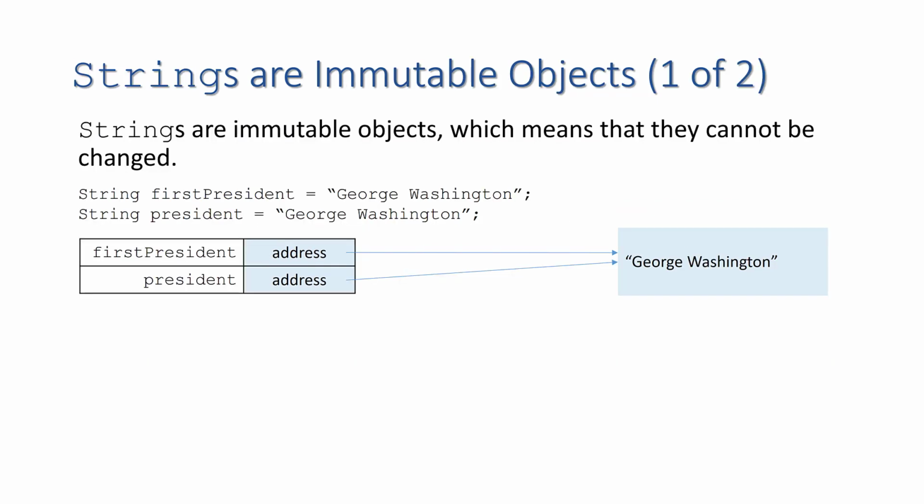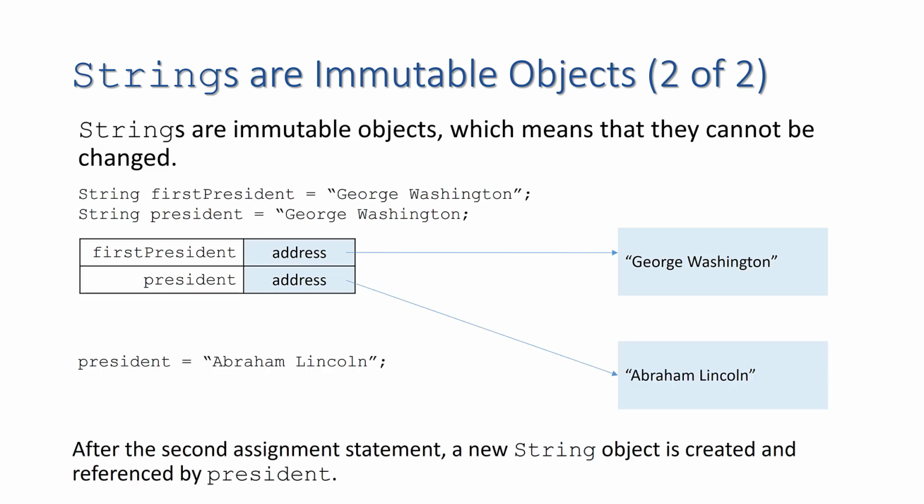Strings are immutable objects, which means they cannot be changed. In this example, firstPresident and president both reference the string object George Washington. When the president equals Abraham Lincoln statement executes, a new string is created in memory and the variable president references it.